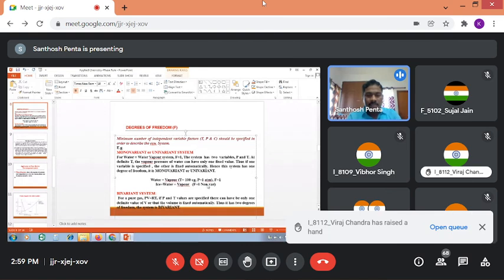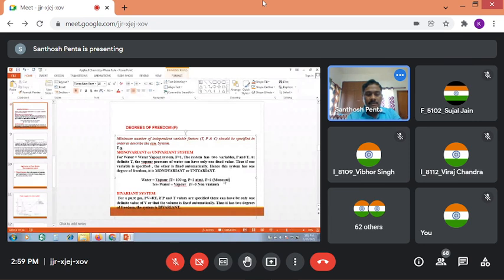Then if F is equal to 1, that is monovariant. Bivariant systems and trivariant systems are there, different systems are there. But bivariant systems are not available in our syllabus, so don't discuss them. Some ideal gas equation was there, but don't remember that. Simply go through whatever is there in your portion.